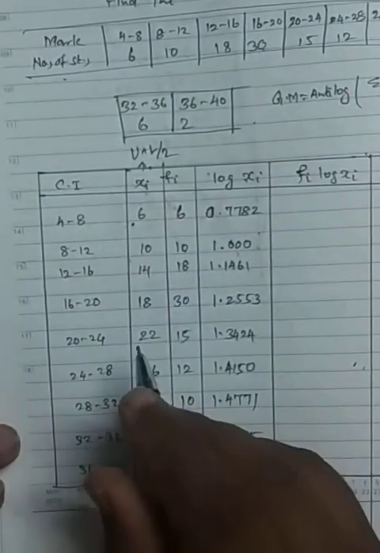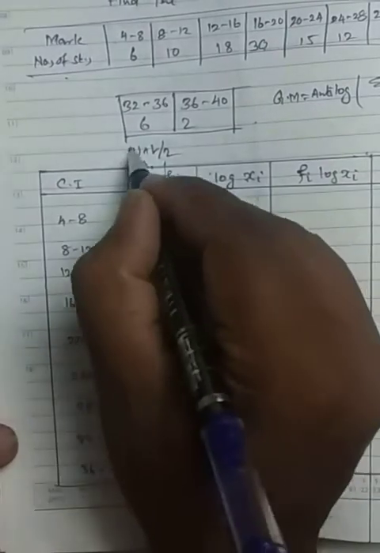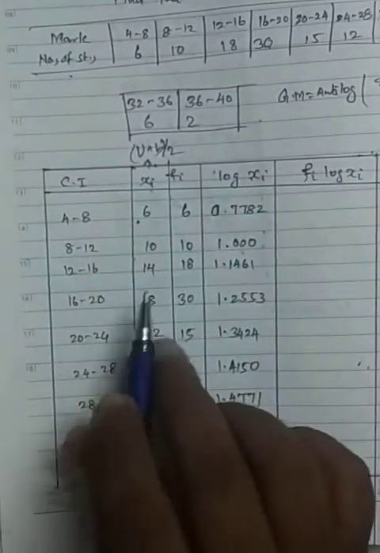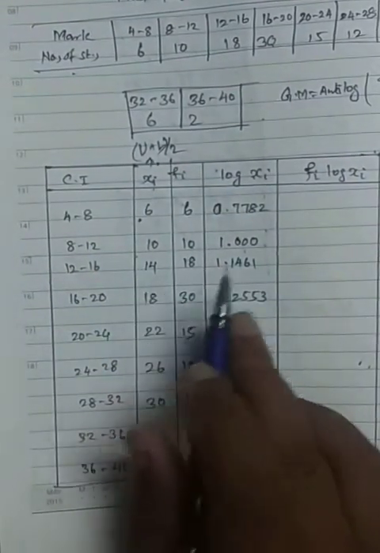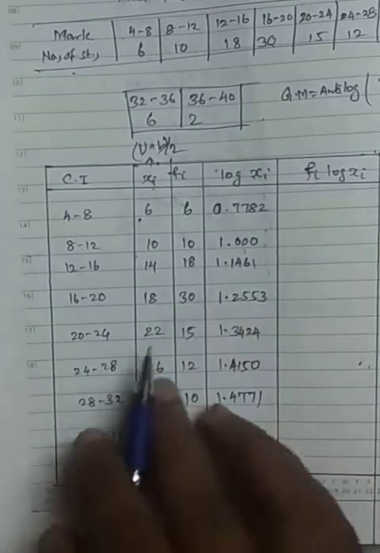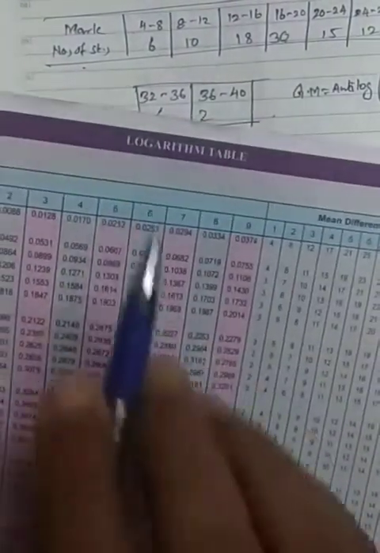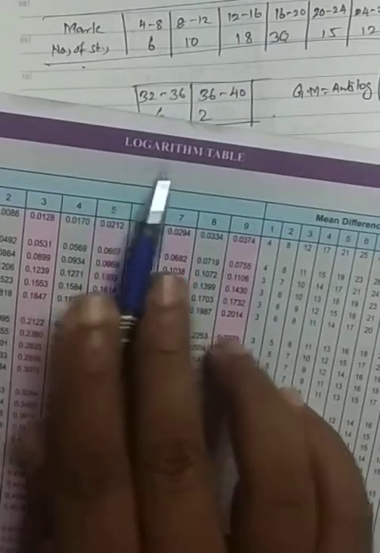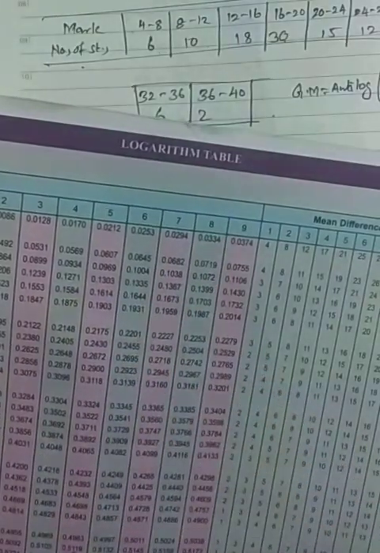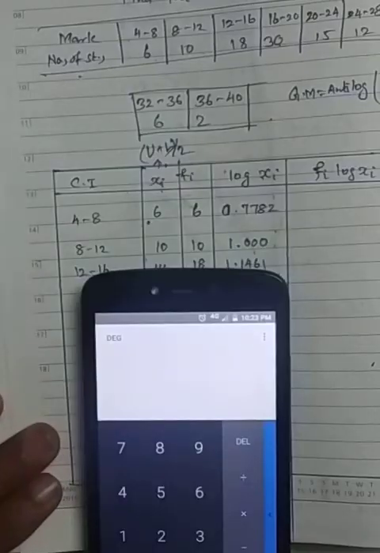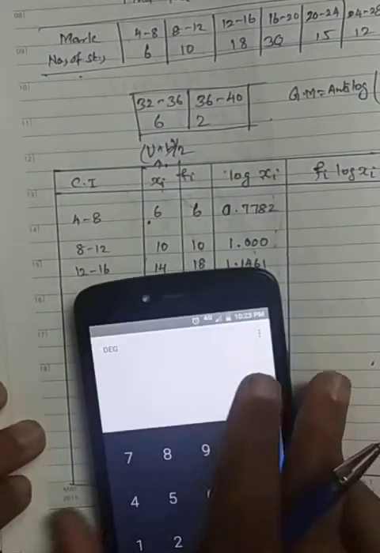Upper plus lower divided by 2. U plus L by 2. Upper limit plus lower limit by 2 I have done, so I got xi. And then in logarithm you have taken. So be careful while you are taking. It should be carefully seen. It should be a logarithm. Don't take anti-logarithm. So that is very important. You do it. Okay. So I have written everything.